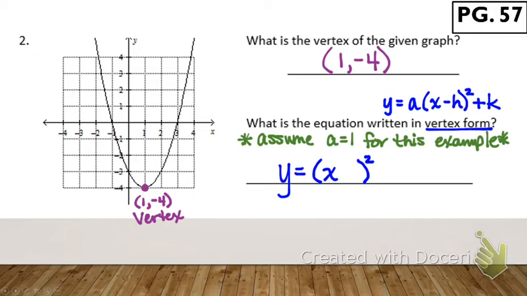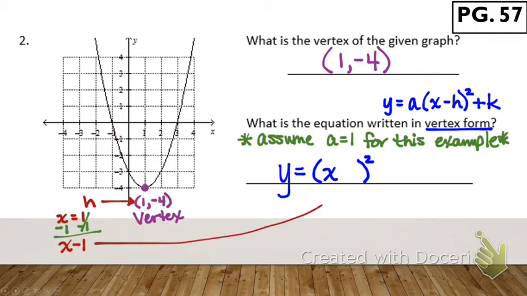Close. Am I looking at the x part or the y part? Yeah, I'm looking at this for my h value. So I would take that and set it equal to x. And then I have to get it equal to 0. So I would subtract 1 from both sides. I would get x minus 1 inside those parentheses.